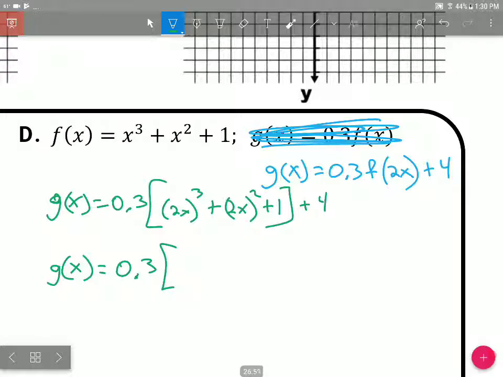All right. So what is 2 to the 3rd power? That's 2 times 2 times 2, which is 8. So 8x cubed. What is 2 squared? 4.